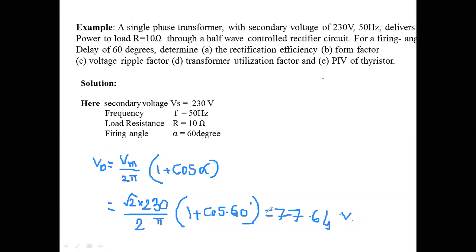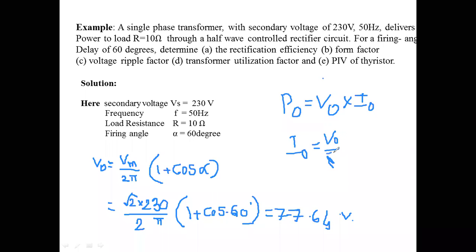Next, you have to go for the I naught value. I naught is equal to V naught by R only. Why? Because P naught is equal to V naught into I naught. Therefore, we calculated the V naught value as 77.64 volts. But what about this I naught value? You have to calculate the I naught also. Therefore, I naught is equal to V naught by R.